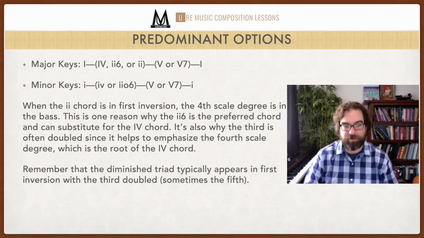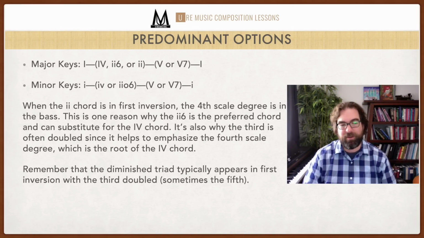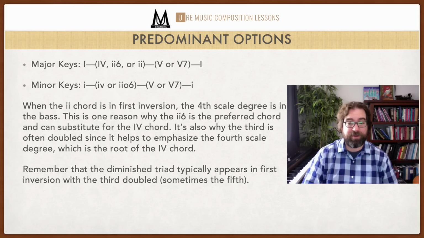So you double the third of the diminished triad as well. And that's why a 2 diminished in root position isn't an option for the minor keys, because it's going to be very rare. But it still progresses in the same way as in the major keys. It'll still go to a 5 or a 5/7 and then come back to a minor 1 chord.